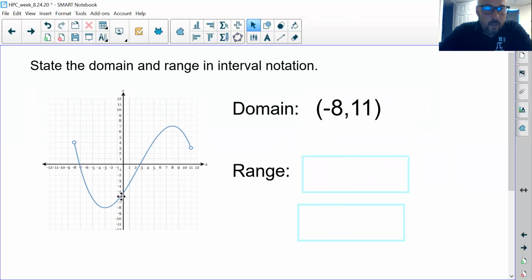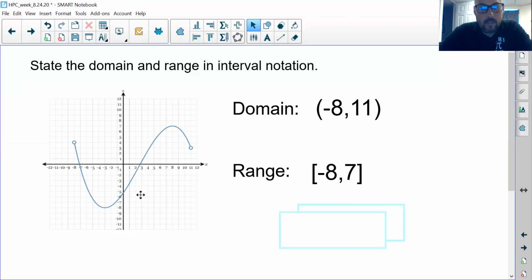The range, the lowest range value is -8. The highest range value looks like +7, and we can assume that they are included. So we would use brackets, -8 to +7. Unless it was otherwise indicated, unless there was an open circle right here, then we wouldn't include that value.